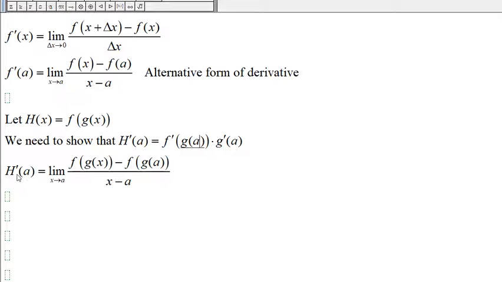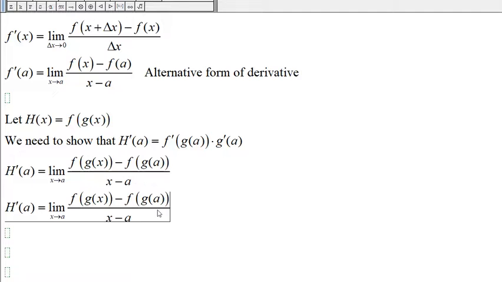So the derivative of h at a, using this alternative form of the derivative, is the limit of f of g of x minus f of g of a, divided by x minus a, as x approaches a. Here, if we just had the function f, we would get f of x minus f of a. But here the function h is f of g of x, and so in the place of f of x, we have f of g of x, and in the place of f of a, we have f of g of a.